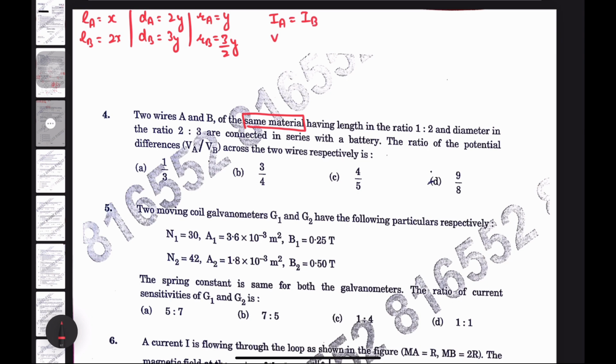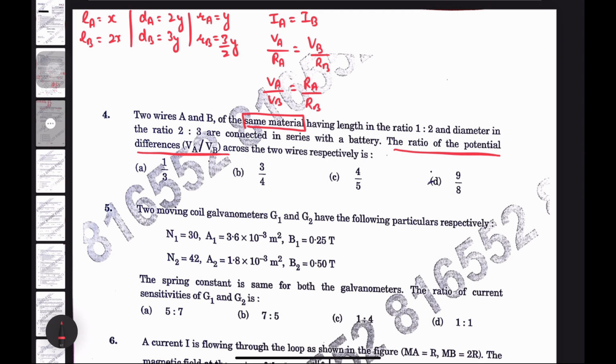Therefore, from Ohm's law, we know that I is equal to V upon R. That is, potential developed across A upon resistance offered by A is equal to potential developed across B upon resistance offered by B. Why have I written this? Because the next instruction says the ratio of potential difference is VA upon VB. That means they want us to calculate VA upon VB. So cross multiplying these, we have VA upon VB is equal to RA upon RB.